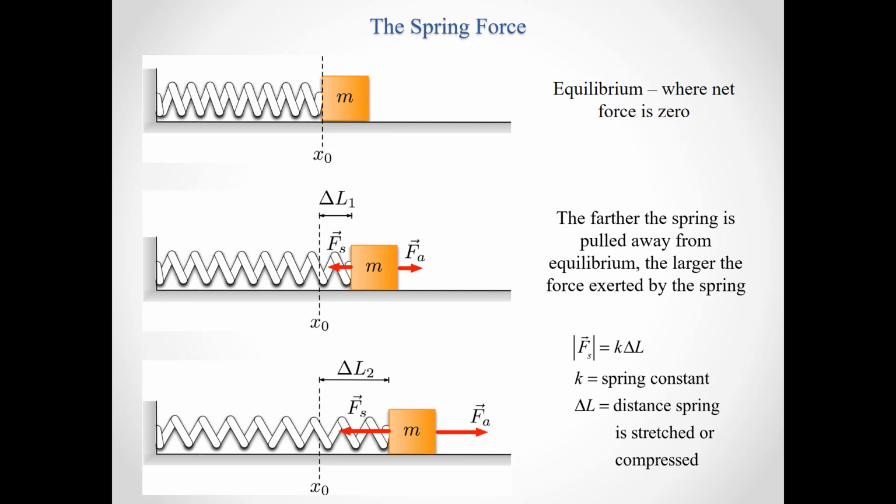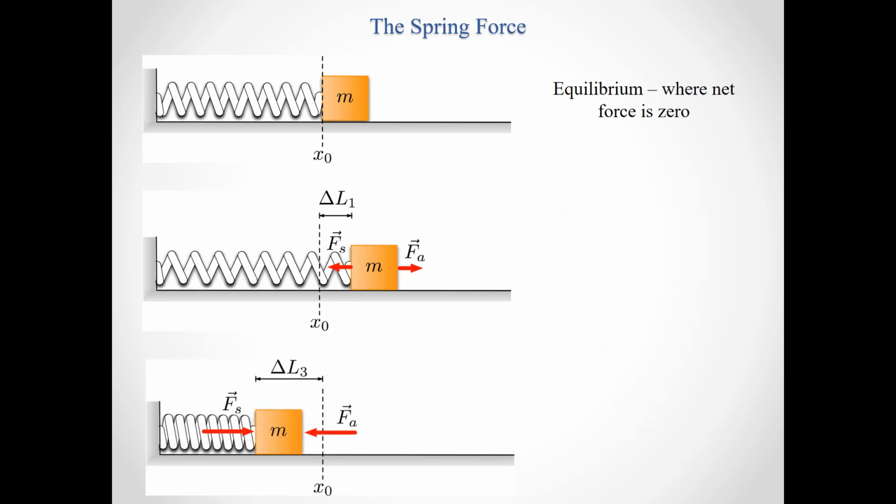The spring constant K is a measure of the stiffness of the spring. The stiffer the spring is, the harder it is to stretch or compress, and the larger the value of the spring constant. Notice that in this equation, delta L has been defined as a distance, not a displacement. As a result, delta L is always a positive quantity, regardless of whether I stretch or compress the spring.